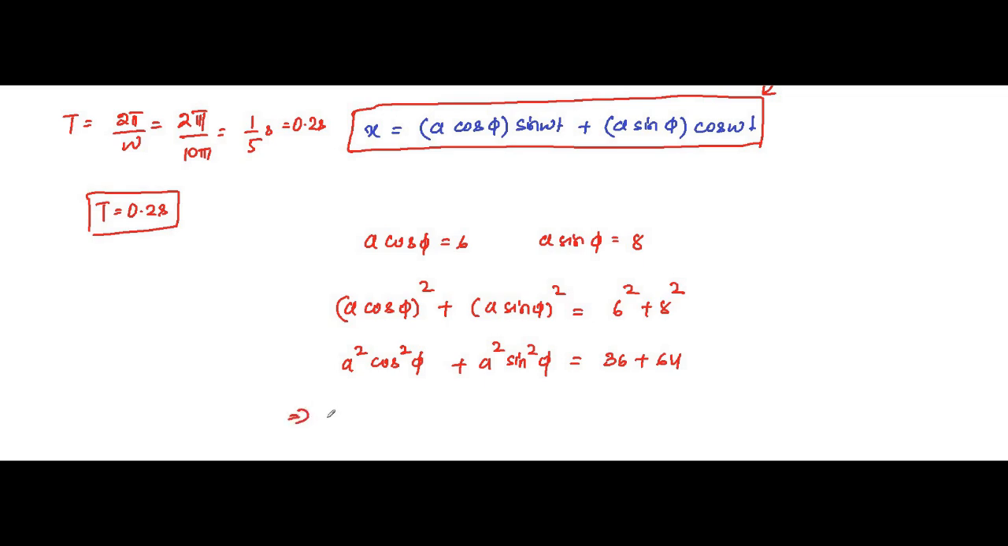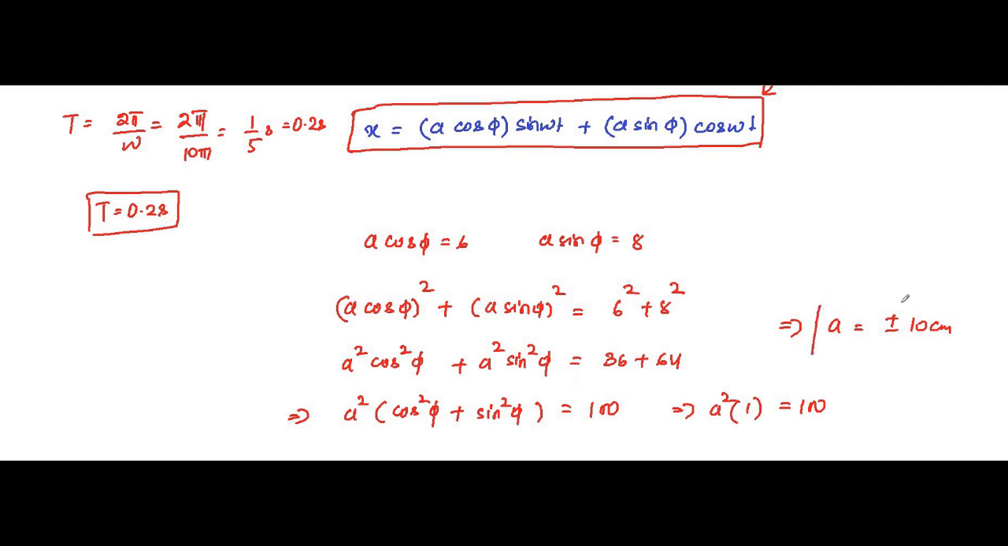That implies a square into (cos square phi plus sin square phi) is equal to 36 plus 64, which is 100. Since sin square phi plus cos square phi is equal to 1, a square is equal to 100. That implies a, the amplitude, is plus minus 10 centimeters. That is the variation on either side of the mean position, the peak displacement. So this is the amplitude.